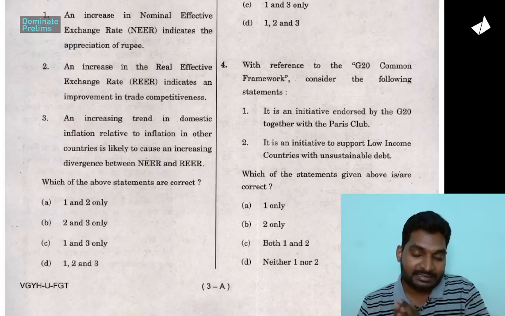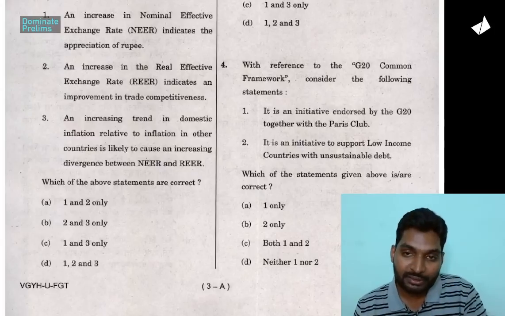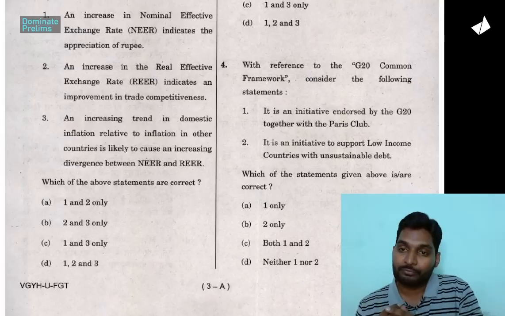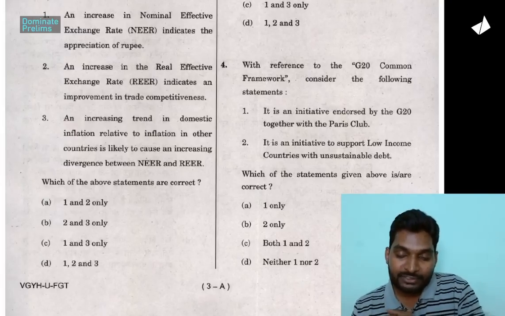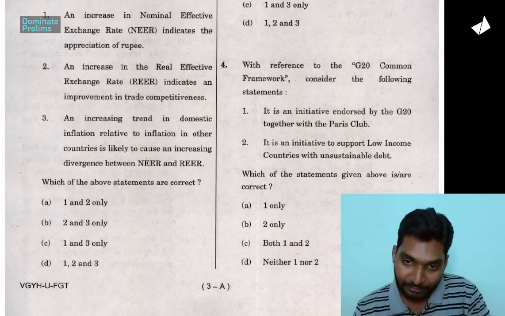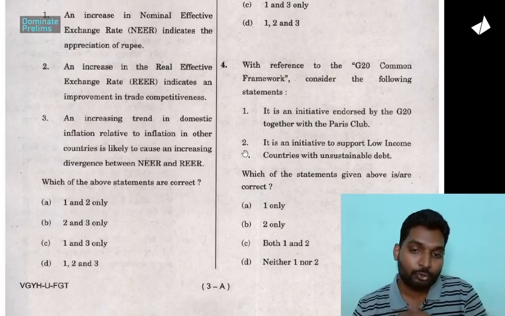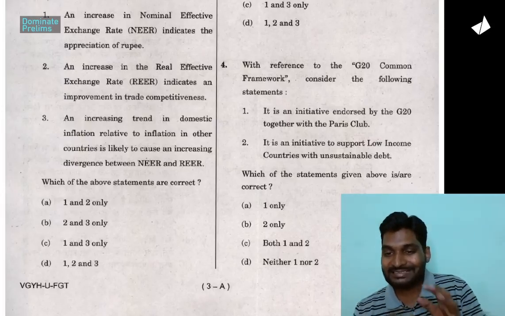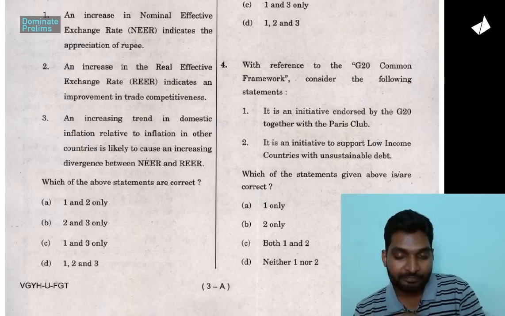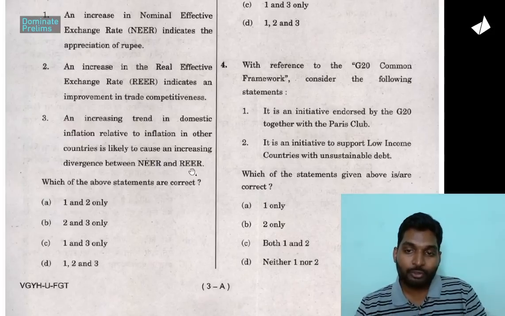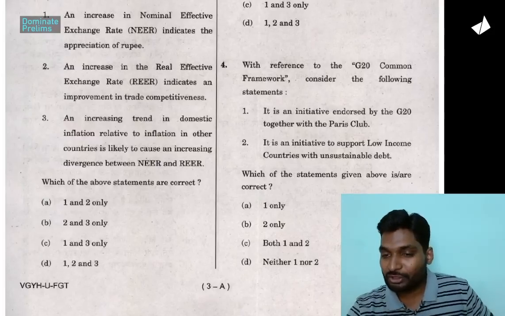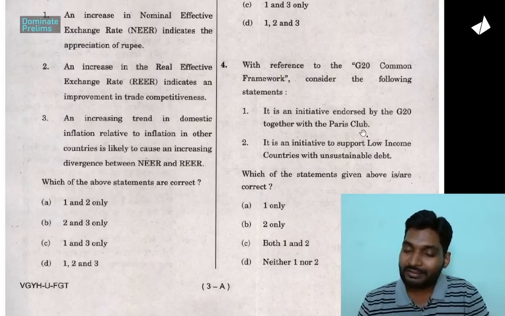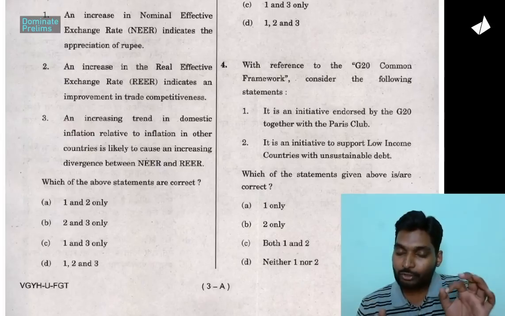Now students ask this: sir, what if we start answering a question but later realize that the question is not that straightforward? Definitely, taking the example of this question, that might very well be the case. Say, for example, we might be sure about statement number 2, which says that it is an initiative to support low income countries with unsustainable debt. We are clear about this statement. But about statement 1, we don't know whether it is an initiative endorsed by the G20 together with the Paris Club. We have not read about the Paris Club, or we might not have any idea about it. So what do we do now?